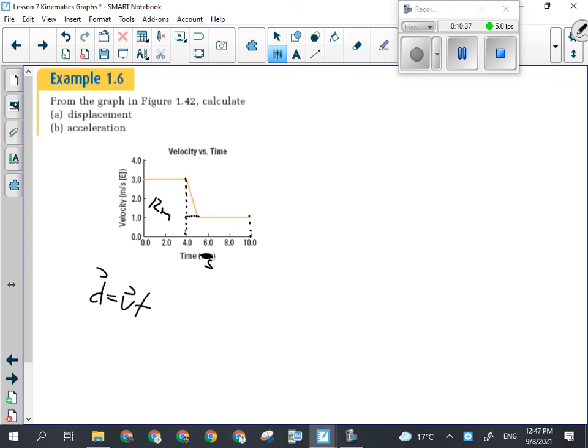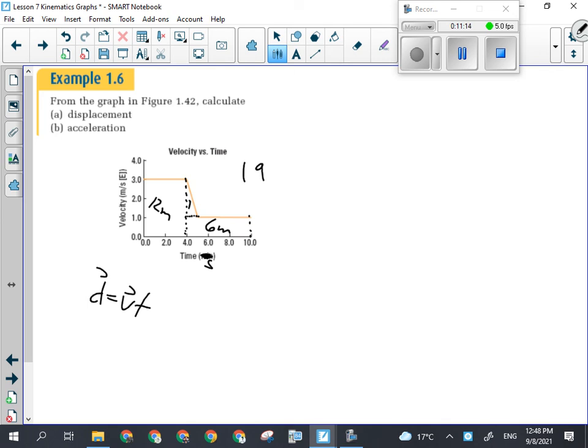So I'm just going to figure out the area of this triangle. Base times height over 2, so the base is 1, the height is 2. That's 2 divided by 2 is 1. So we got 1 meter there. And then we've got this last bit here, to calculate with an average velocity of 1 meter per second for 6 seconds. So, 6 meters. So we're looking at 19 meters in total.